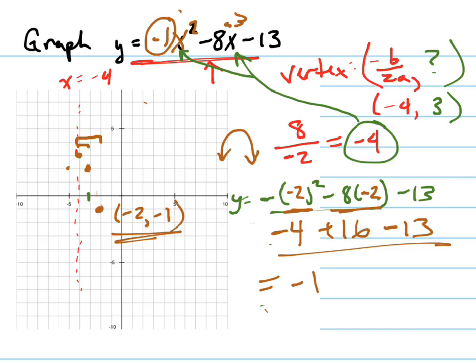And then you also have symmetry here. So if I go over 1 in the left direction, I'll go down 1. Over 2 in the left direction, I'll go down 4. And that's why your graph looks something like that.